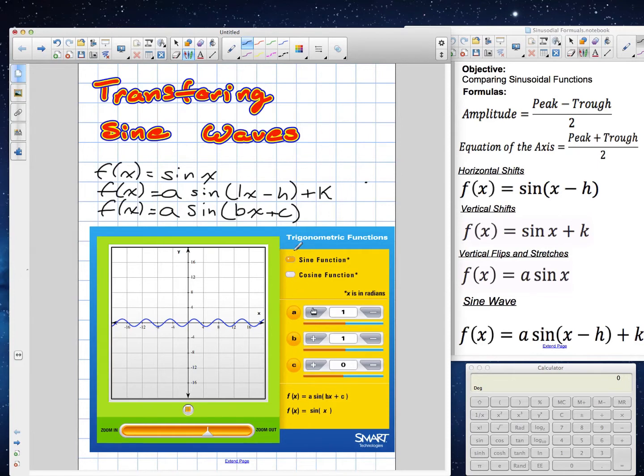Okay? Now in this little program we have here, they don't actually have a K. So we can't do what with the sine wave? Anyone know? We can't move it up and down. It's just going to stay. The equation of the axis is always going to be on the x-axis here. Okay? So, what we're going to do, first of all, is we're going to talk about C.